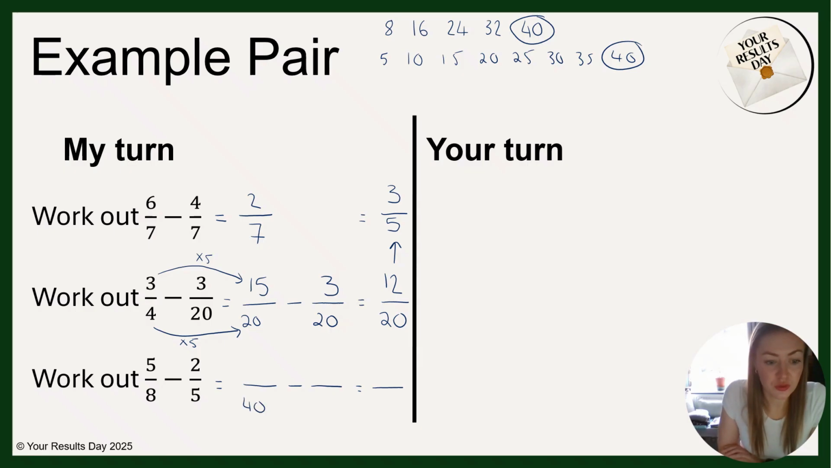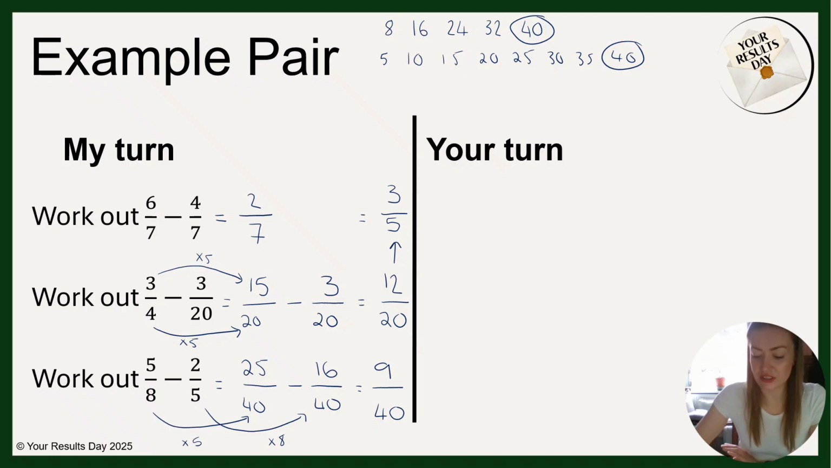So we're using 40 as our common denominator. We've times the 8 by 5, so 5 times 5 is 25, and we've times the 5 by 8, and 2 times 8 is 16. 25 take away 16 is 9, and our denominator stays the same, and that one doesn't simplify.